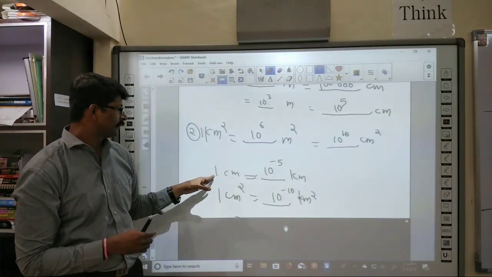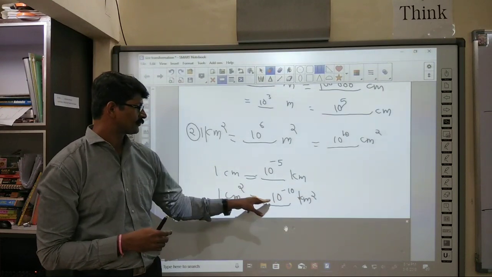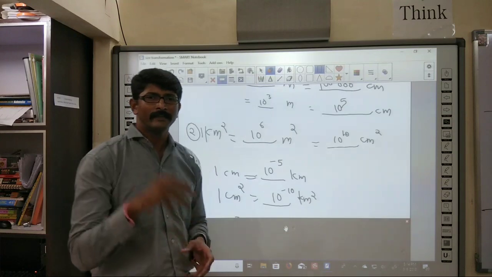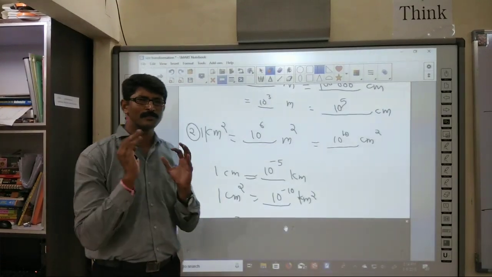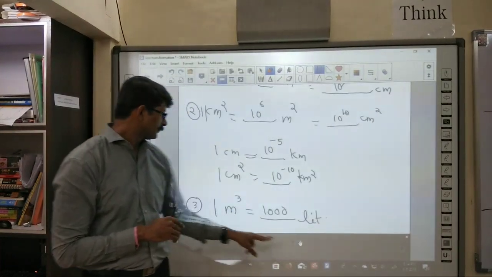So these I have already explained to you. 1 centimeter is equal to 10 raised to power minus 5 kilometers, or 1 centimeter square is equal to 10 raised to power minus 10 kilometers square. There is one more third conversion which is very important. Let's see that. This is very important.